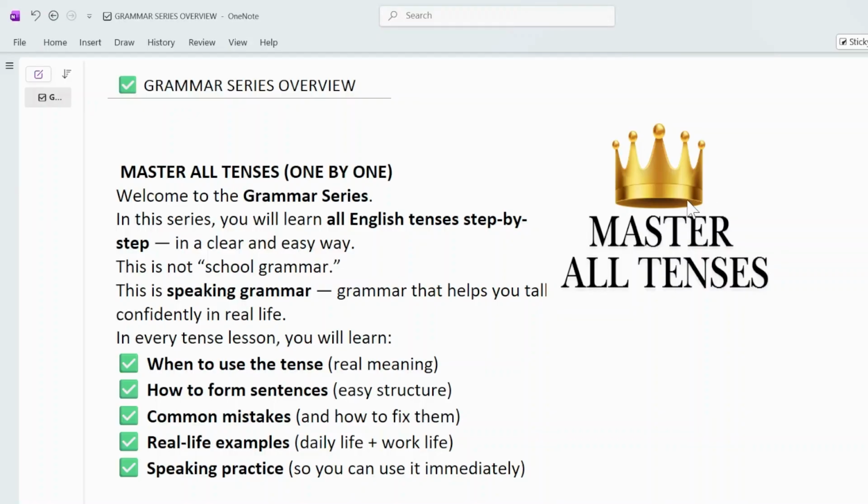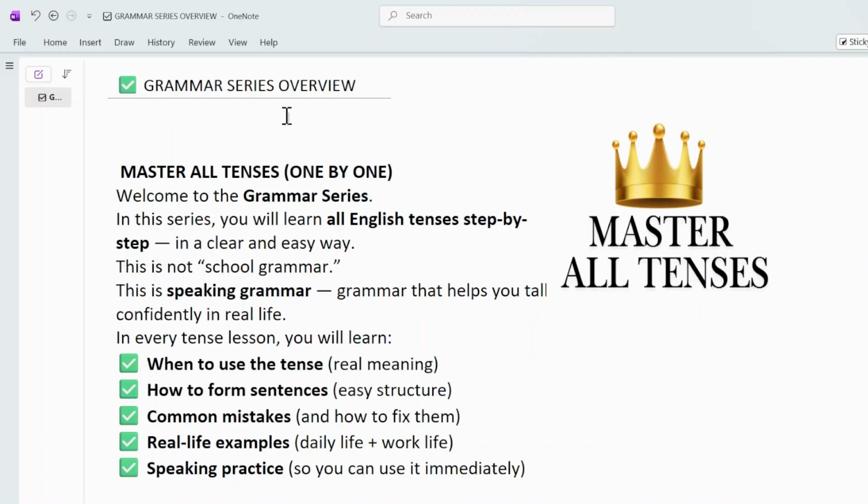Welcome to the grammar series overview today in reference to tenses only. Before I start, just a quick fact: most learners know all the 12 tenses. However, they still sound incorrect or wrong. Why? Because of one hidden mistake, and that is that they get confused with time.